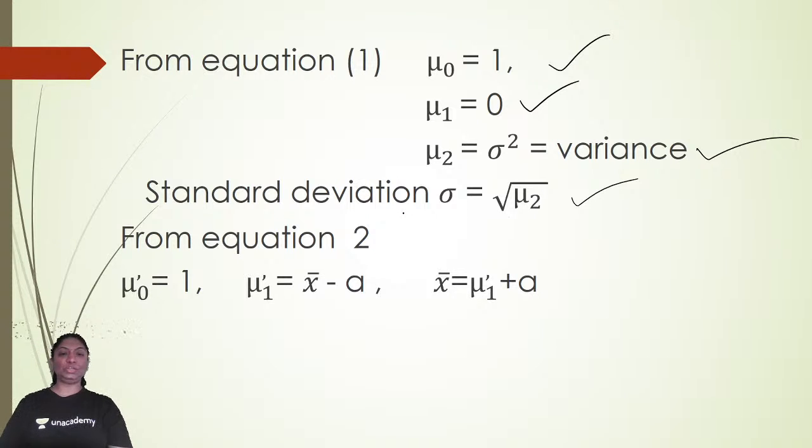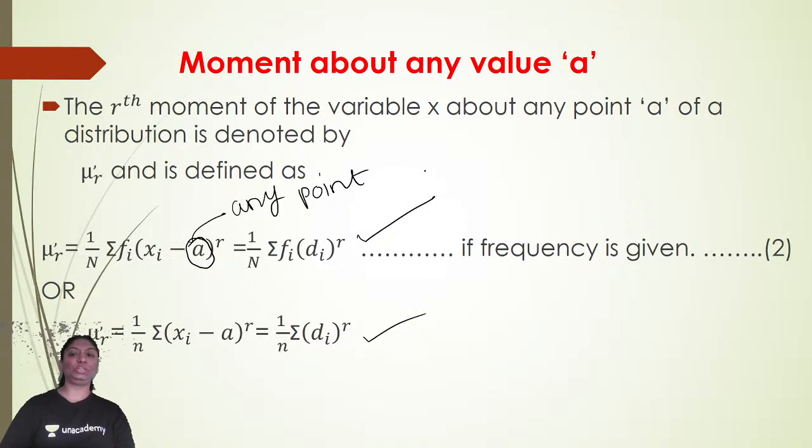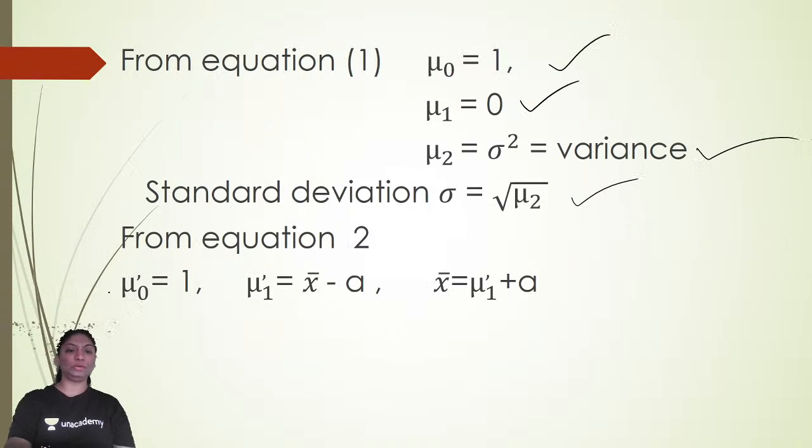Now from equation 2, if you put r is equal to 0, 1, 2, 3 and so on, then you will get mu 0 dash is equal to 1, mu 1 dash is equal to x bar minus a, which implies x bar is equal to mu 1 dash plus a. It means whenever the values of mu 1 dash are given, you can directly calculate the mean x bar as mu 1 dash plus a.